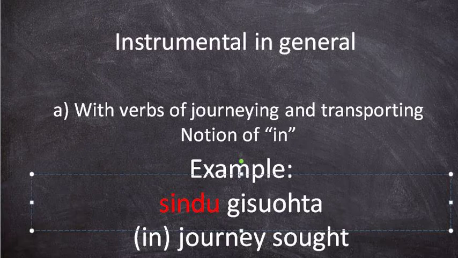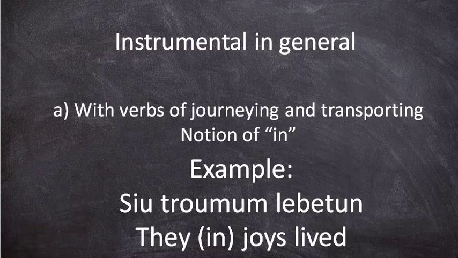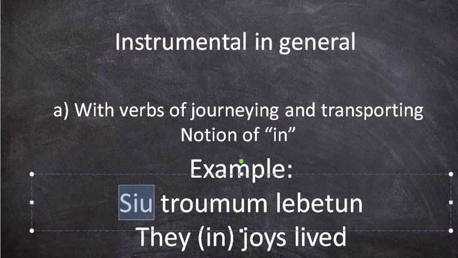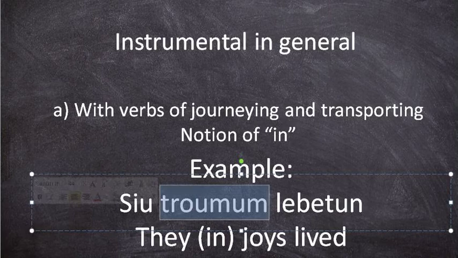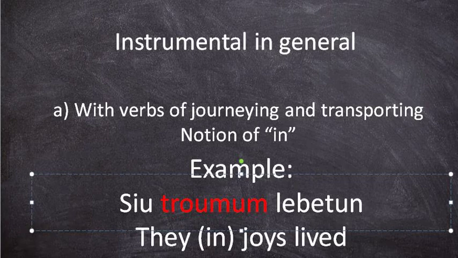So, moving on. Here's our final example with verbs of journey and transporting with the notion of in. We have siu tromum libetun. So they lived in joys. They lived in what? How did these people live? They lived in joys. That was their manner, their way of doing things. And so, again, we have the plural dative being used instrumentally. All right, so let's move on.